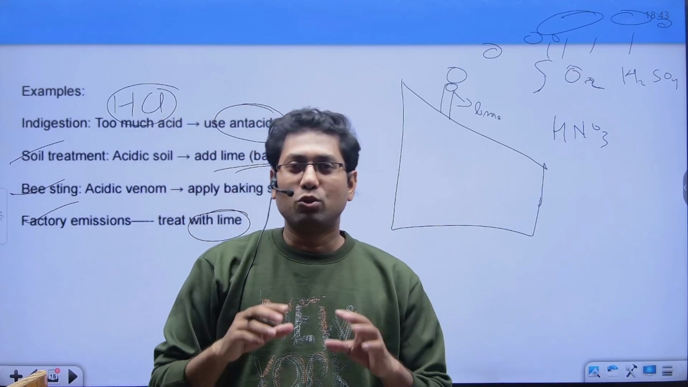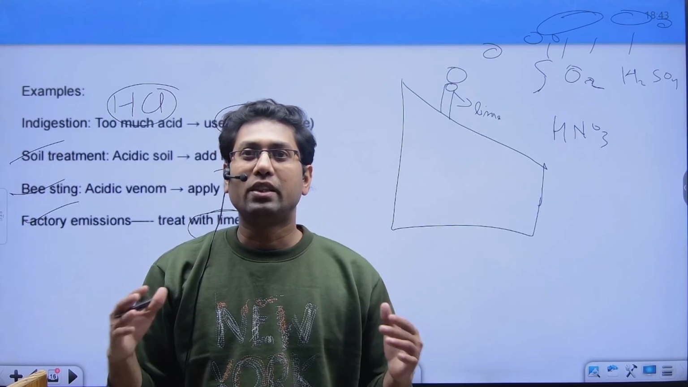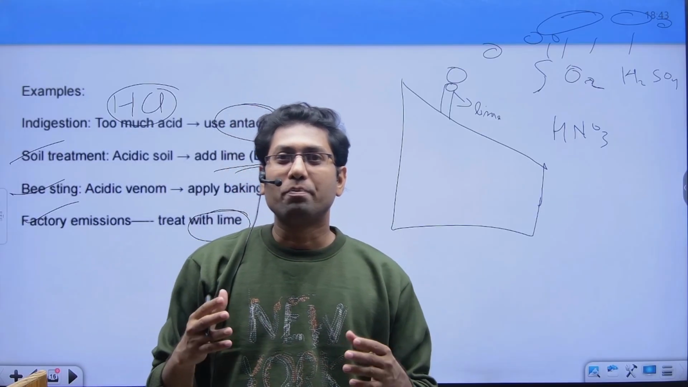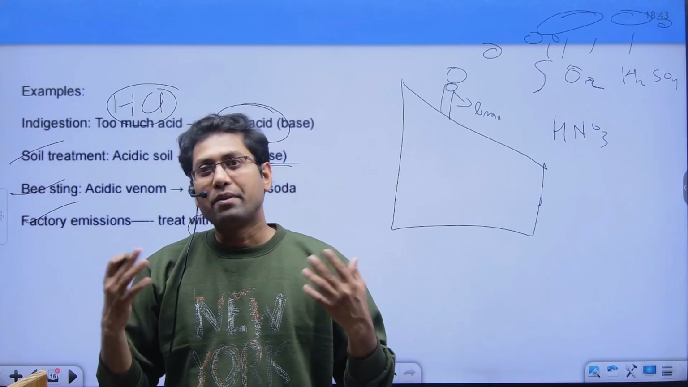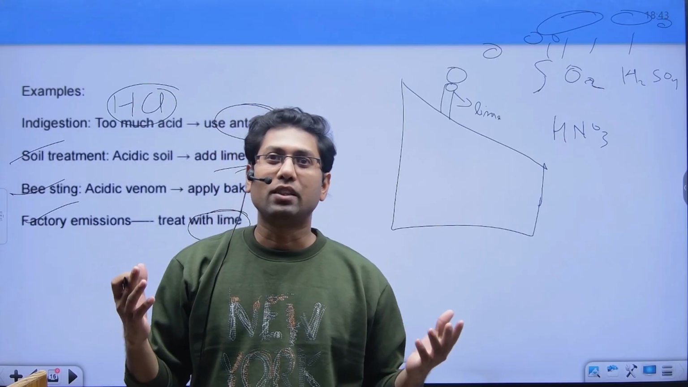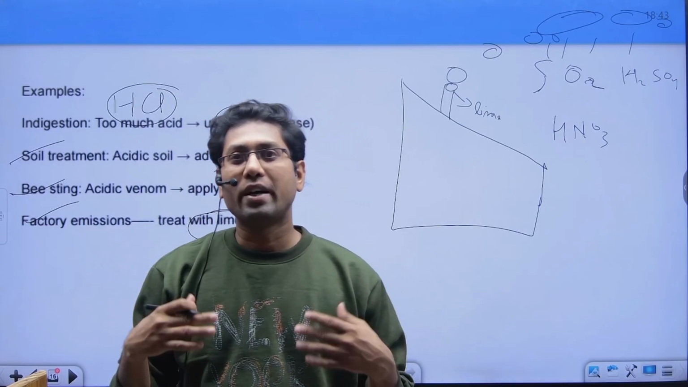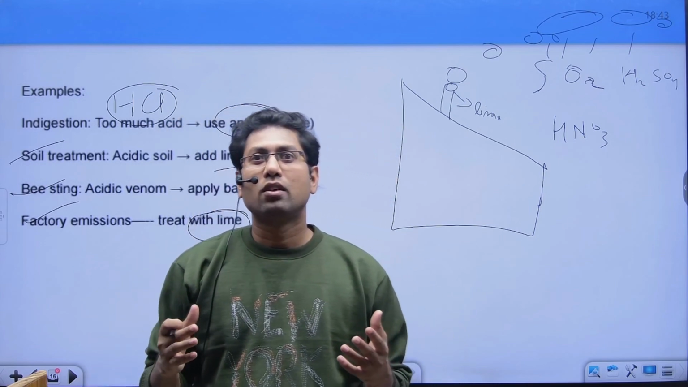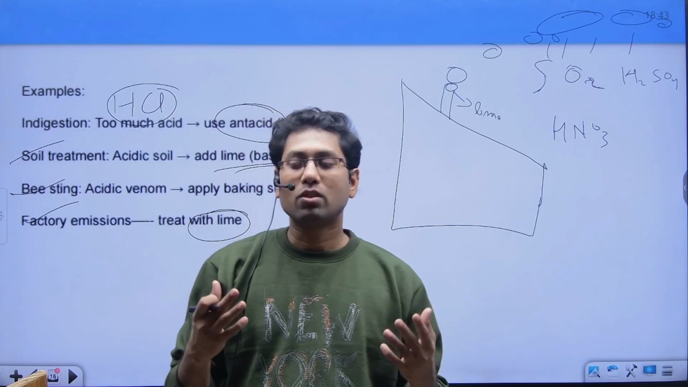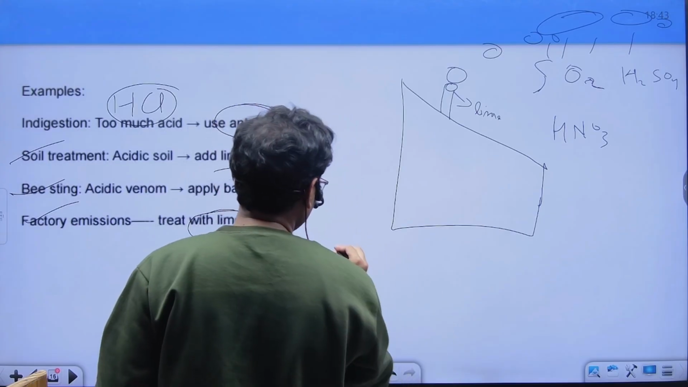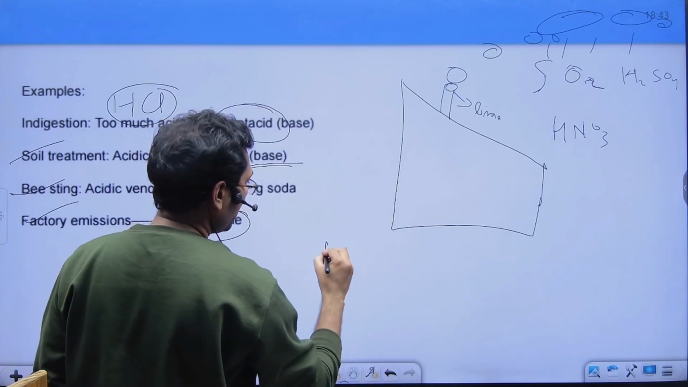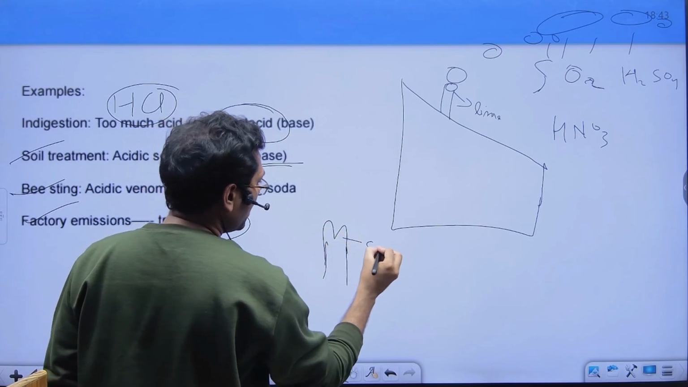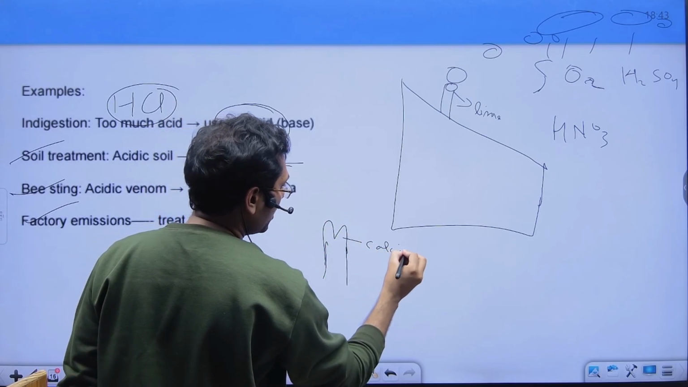For example, teeth. You must have seen how tooth decay occurs. You must have had a cavity in your teeth. Why does this cavity occur? And what happens when a cavity occurs? Let me explain. Your teeth consist of enamel. It is made up of calcium.